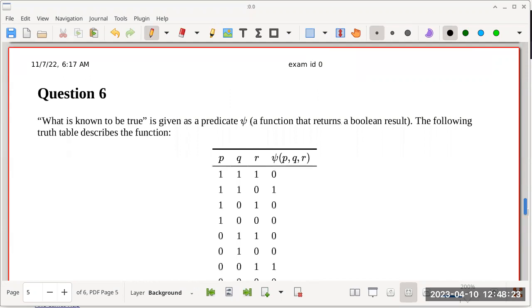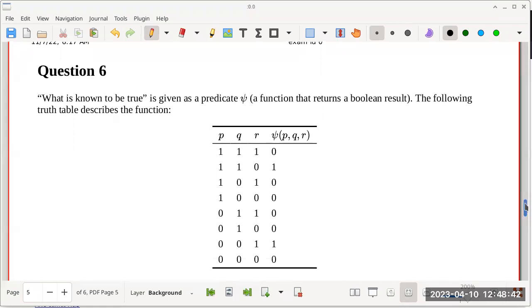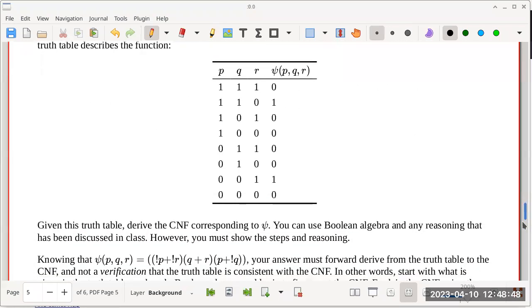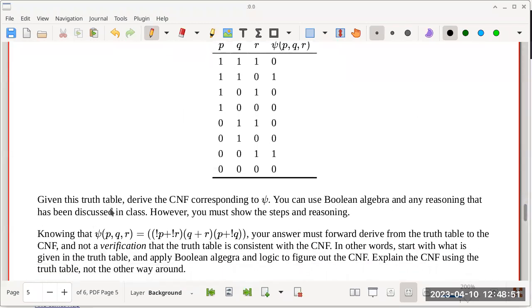Okay, so this one is a new question compared to all the previous semesters. What is known to be true is given as a predicate psi, a function that returns a Boolean result. The following truth table describes the function. The function requires three parameters, P, Q, and R, and I give you the answer to each one of those. The question asks, given this truth table, derive the CNF corresponding to psi. You can use Boolean algebra and any reasoning that has been discussed in class, but you must show the steps and reasoning.